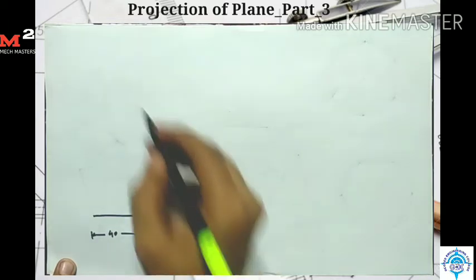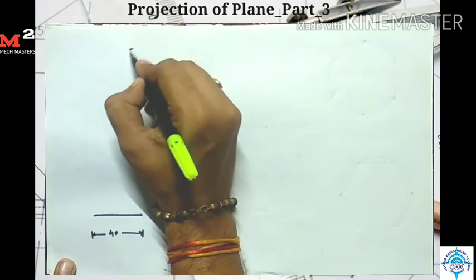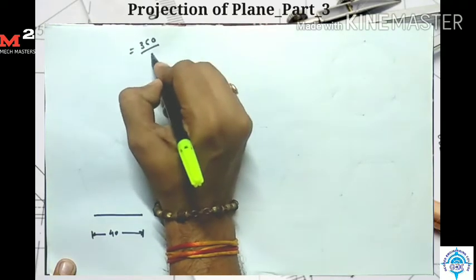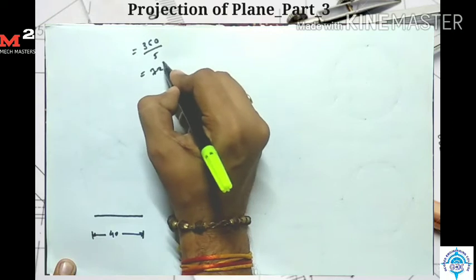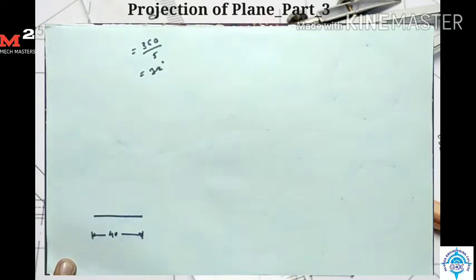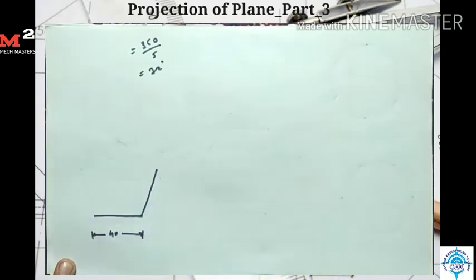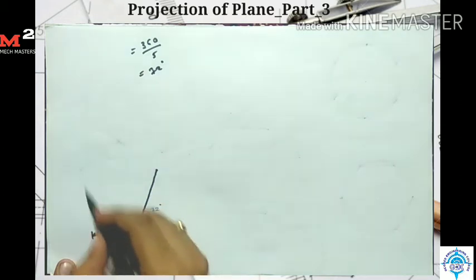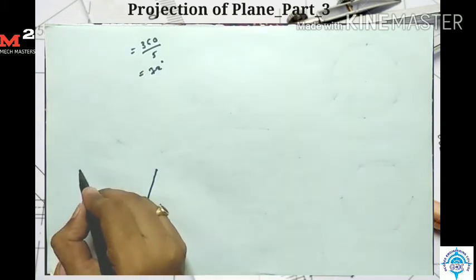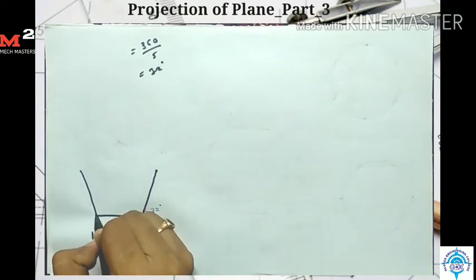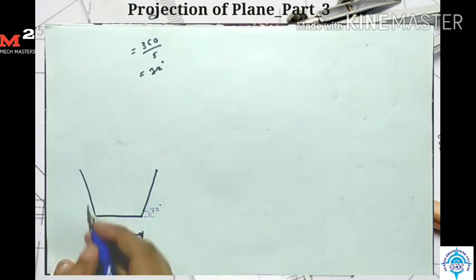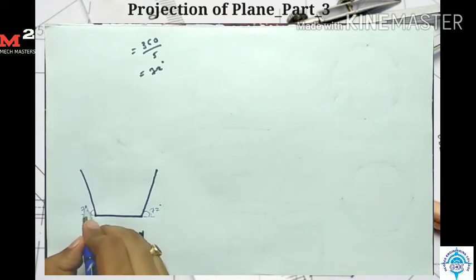Now in a pentagon there are 5 sides, so the angle is equal to 360 divided by 5, which is 72 degrees. So here I measure 72 degrees and draw one line of 40 mm side. This angle is 72 degrees. Similarly, here I draw another line of 40 mm at an angle of 72 degrees. This angle is equal to 72 degrees.